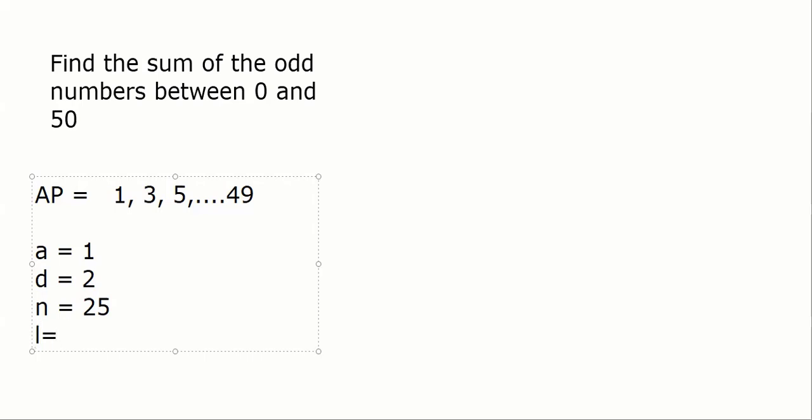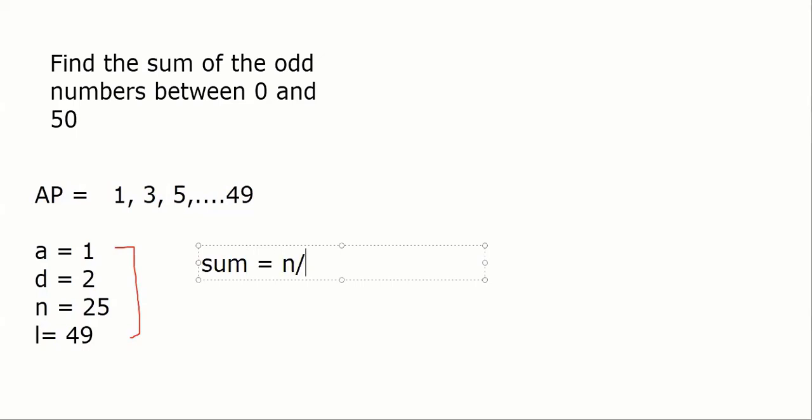24 कैसे बोल रही हो? See guys, these are the terms, these are the important information. You can use any formula. If I use the formula N divided by 2 into A plus L, वो मेरा हमेशा N by 2 A plus L. Everything is clear, A is clear, D is clear, only N is 25.